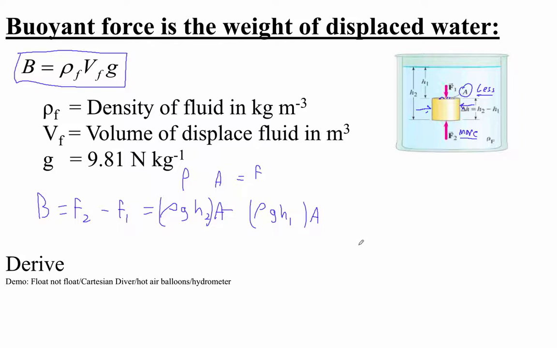Now if you look at this, you can end up writing it this way: rho g (H2 minus H1) times the area, right? Well, H2 minus H1 is just the height of the cylinder, this delta H. A times delta H is just the volume. So you end up with rho g times the volume. So this is the volume of the fluid displaced.